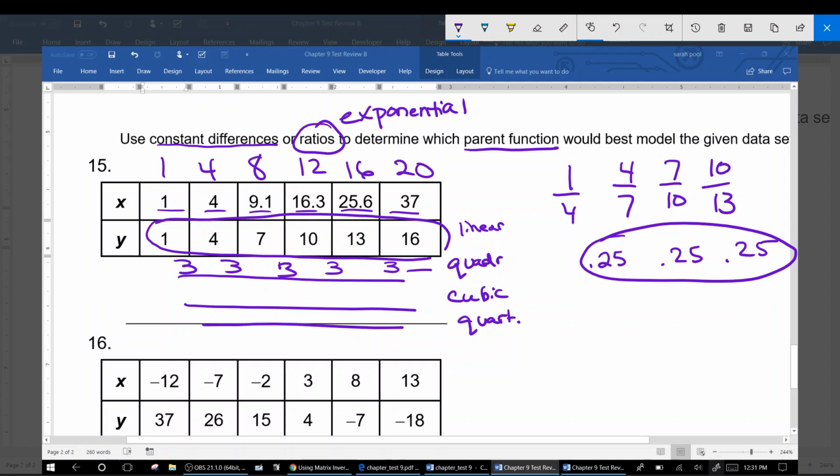So the answer on these problems is going to be exponential if you see that the ratios are constant. If you're looking at the differences, if the first difference is constant, it is linear, second difference quadratic, third difference cubic, and fourth quartic. So that's all your answer is going to be, is one of those. And so that's all you have to do to find the answer to those.